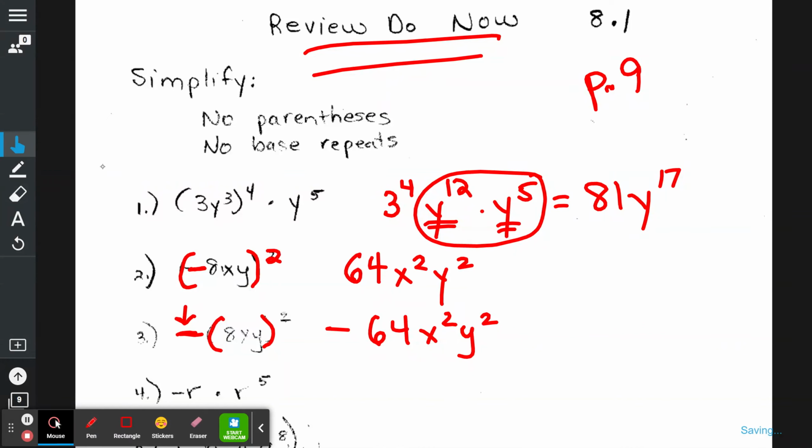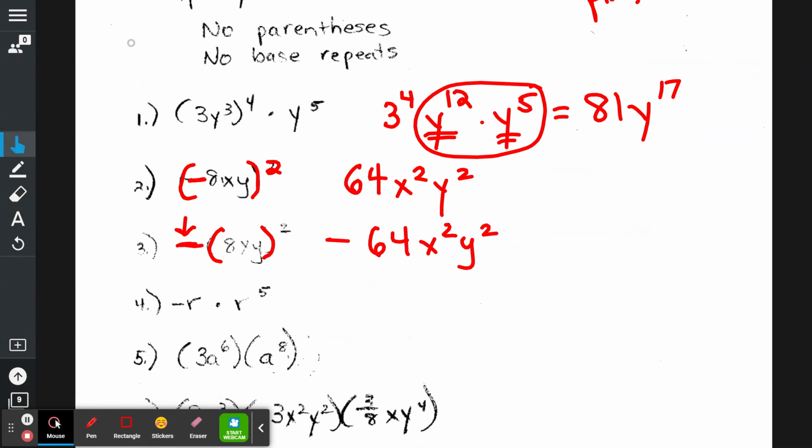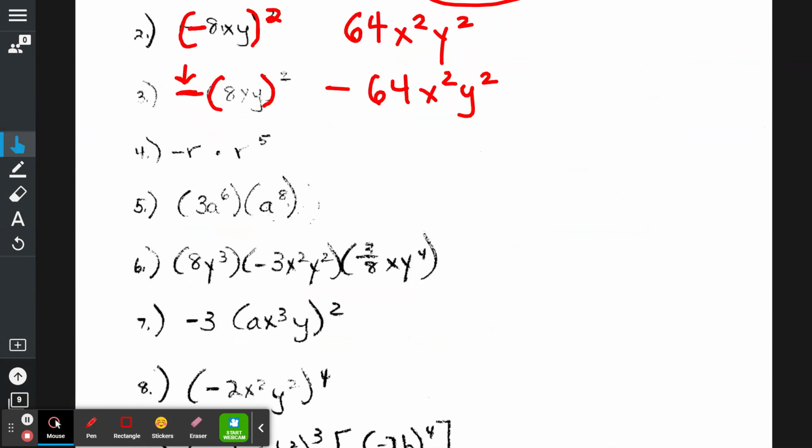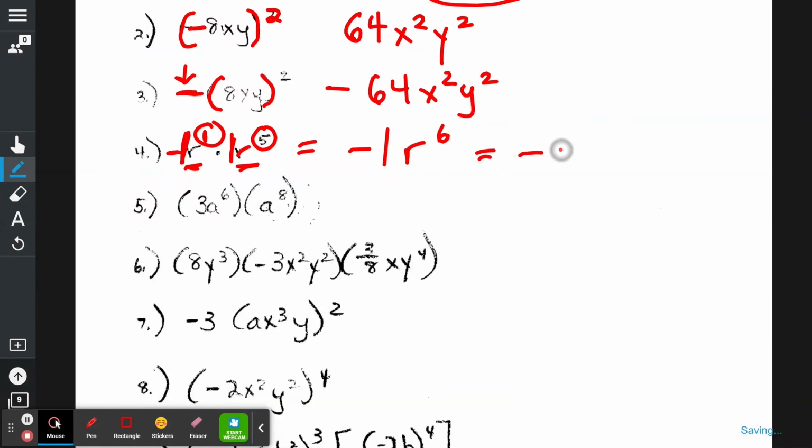Okay, now for number 4, these have the same base. R is your base. This is r to the 1st, that's r to the 5th. This negative is the coefficient. -1, this is a positive 1. So numbers multiply numbers. So -1 times 1 is -1. And when you multiply with the same base, you add the exponents. So that can be written just as -r to the 6th.